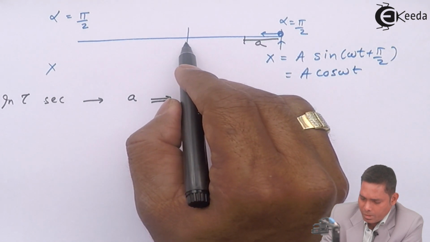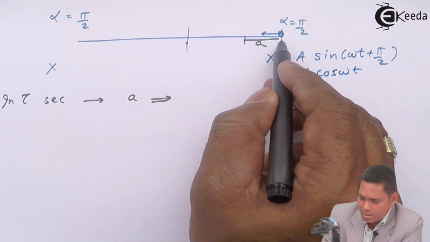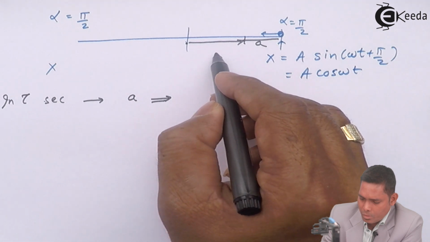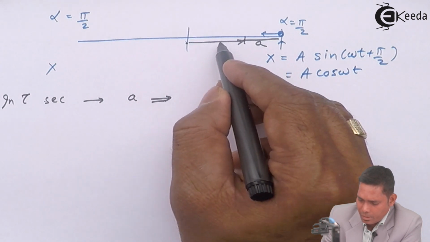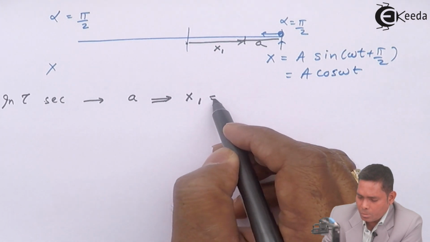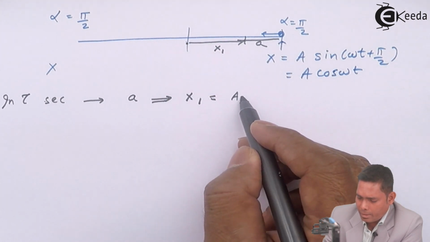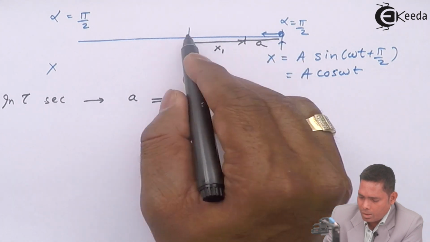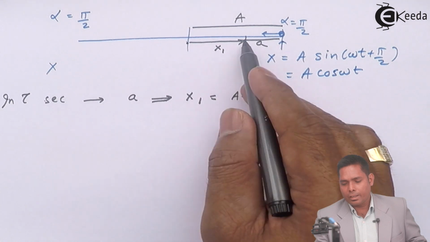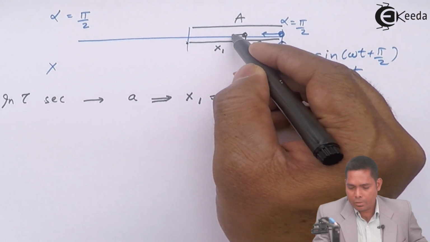The displacement will be, if you measure from here, the total distance is a. So that means this is the displacement. For this case, suppose this is x1, and that displacement is equal to this total a minus a, because out of this total a, this distance is a, and you subtract it to get the displacement, because the particle is somewhere now here.